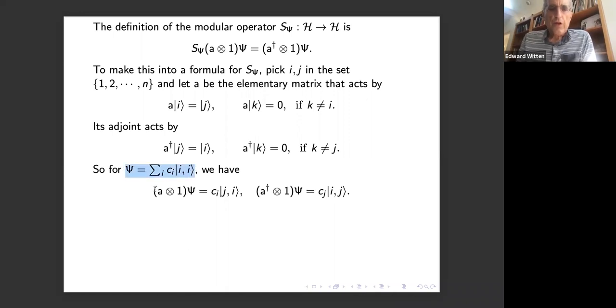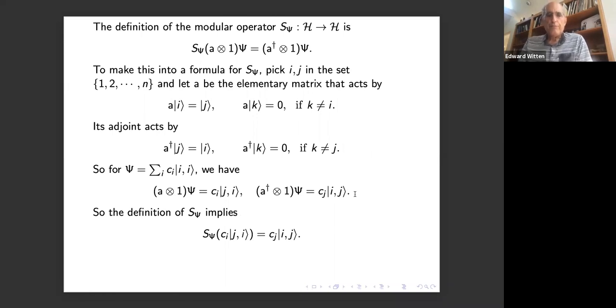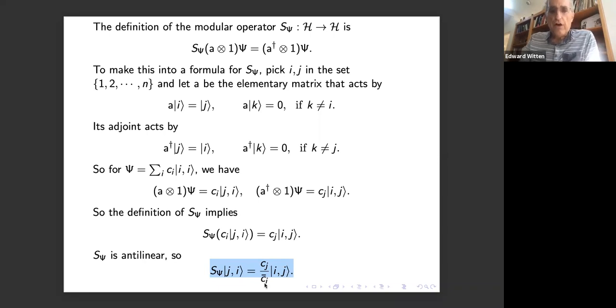If psi is as I've written here, then A tensor 1 on psi: all that A does is map i to j and project the others to 0. So A tensor 1 on psi would be Ci times the basis vector ji, but A dagger tensor 1 on psi would be Cj times ij. So the definition of the Tomita operator says it's supposed to take a constant times ji to another constant times ij. Since S psi is antilinear, when you divide by Ci, you have to complex conjugate it.